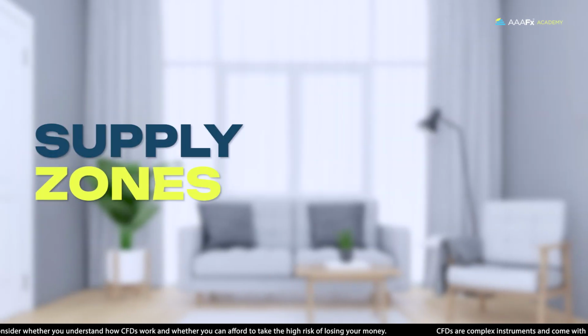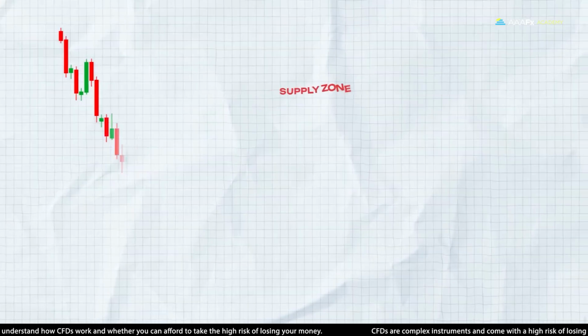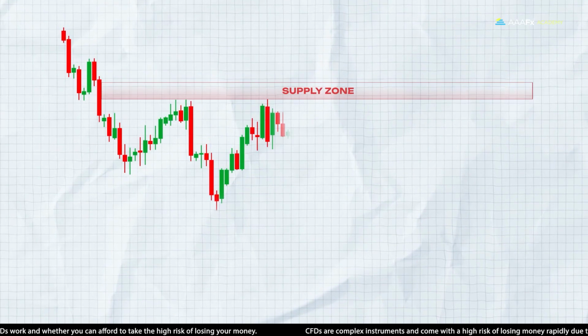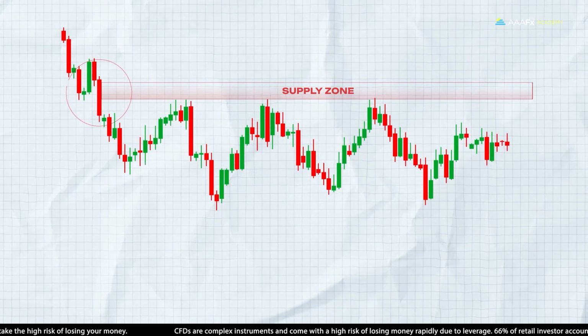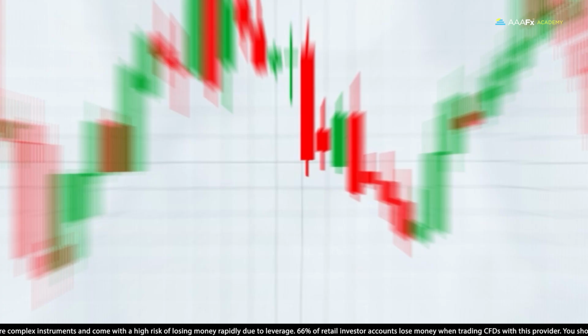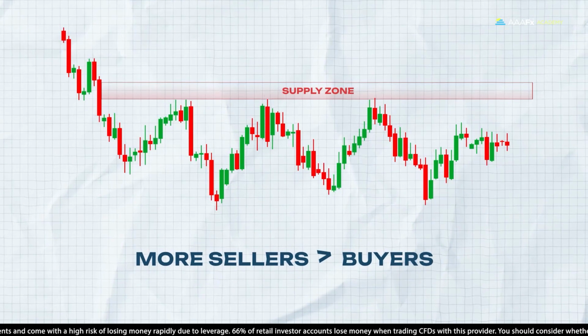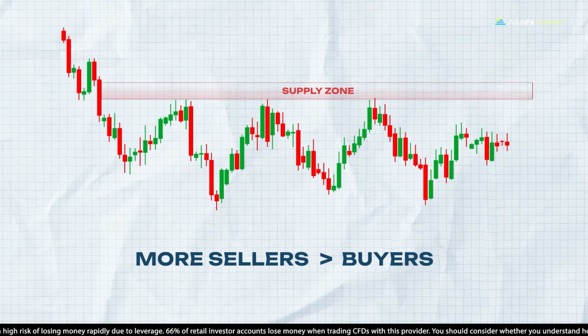Let's move on to the supply zone now. Supply zone is a specific period on Forex charts when the price of a currency pair takes a noticeable and sudden drop. Now, why does this happen? It's because there are plenty of sellers who really want to sell that currency pair. In fact, there were more sellers than there were buyers in the market at that time.